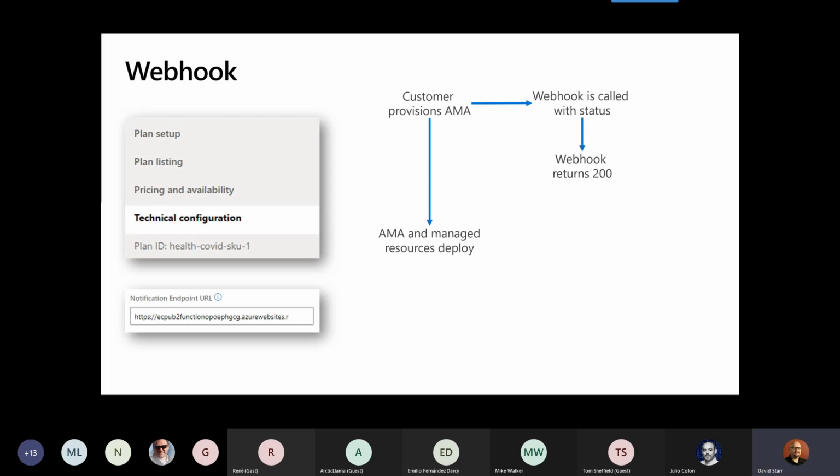What if it happens a little differently? So the Azure Managed Application resources deploy. Great. And now the webhook is called with a status, and the webhook returns something other than 200. This is meant to show an error, pardon me, so that it replies back and the webhook is going to do that retry, say with a 403.